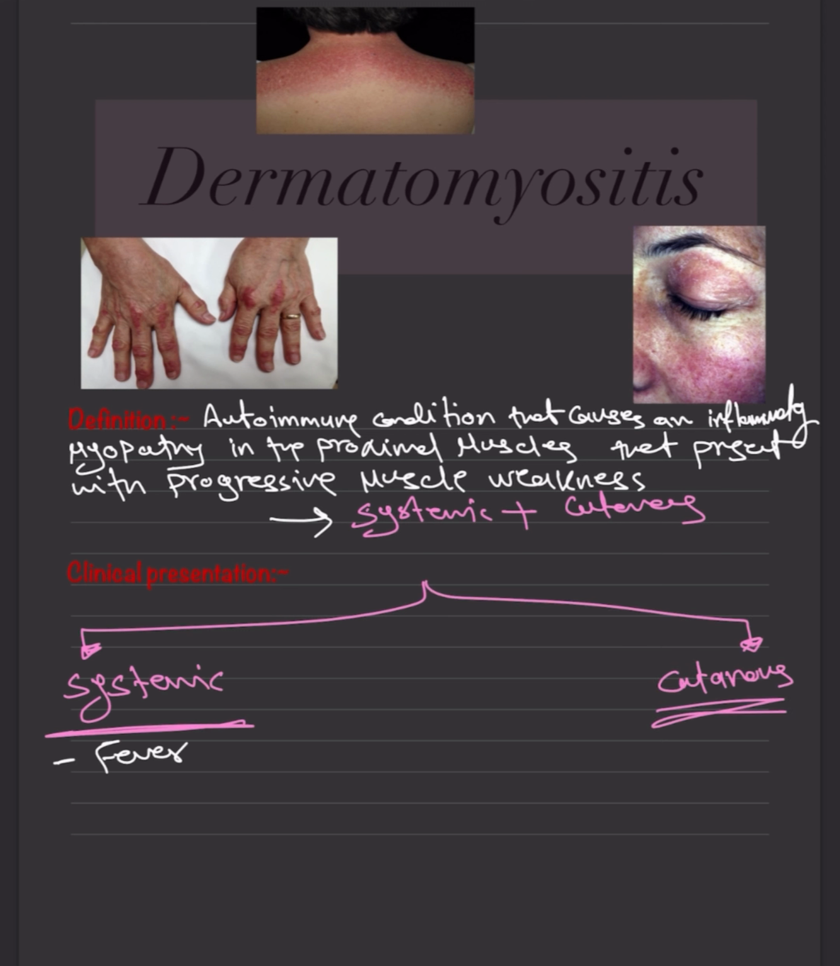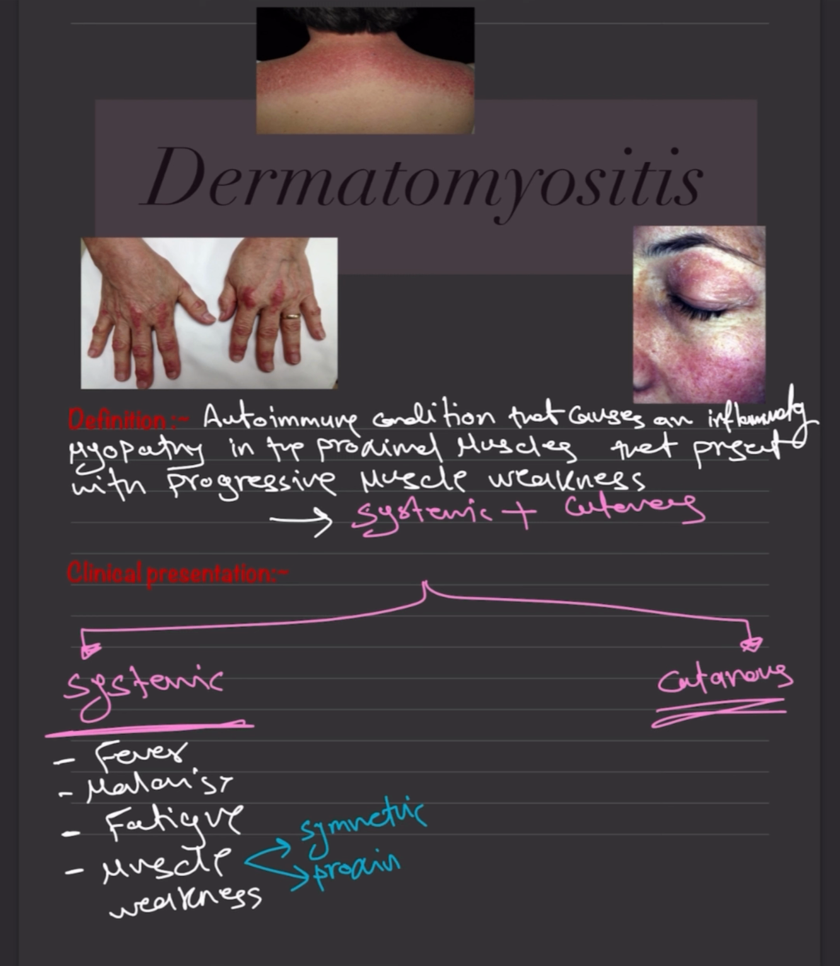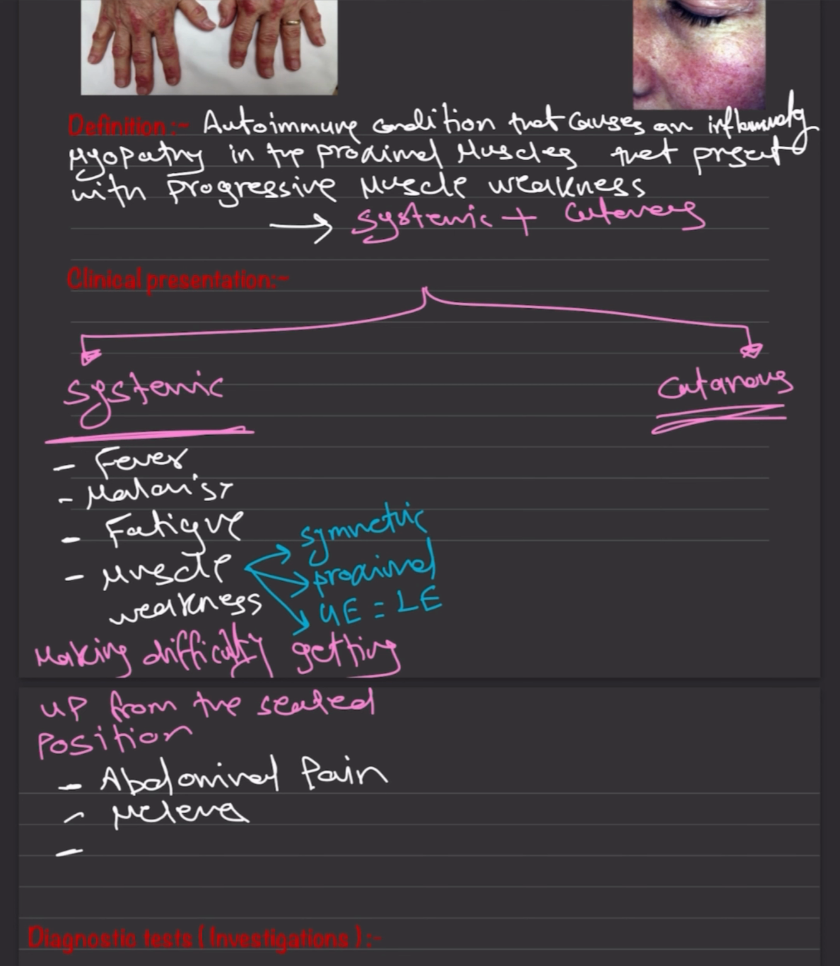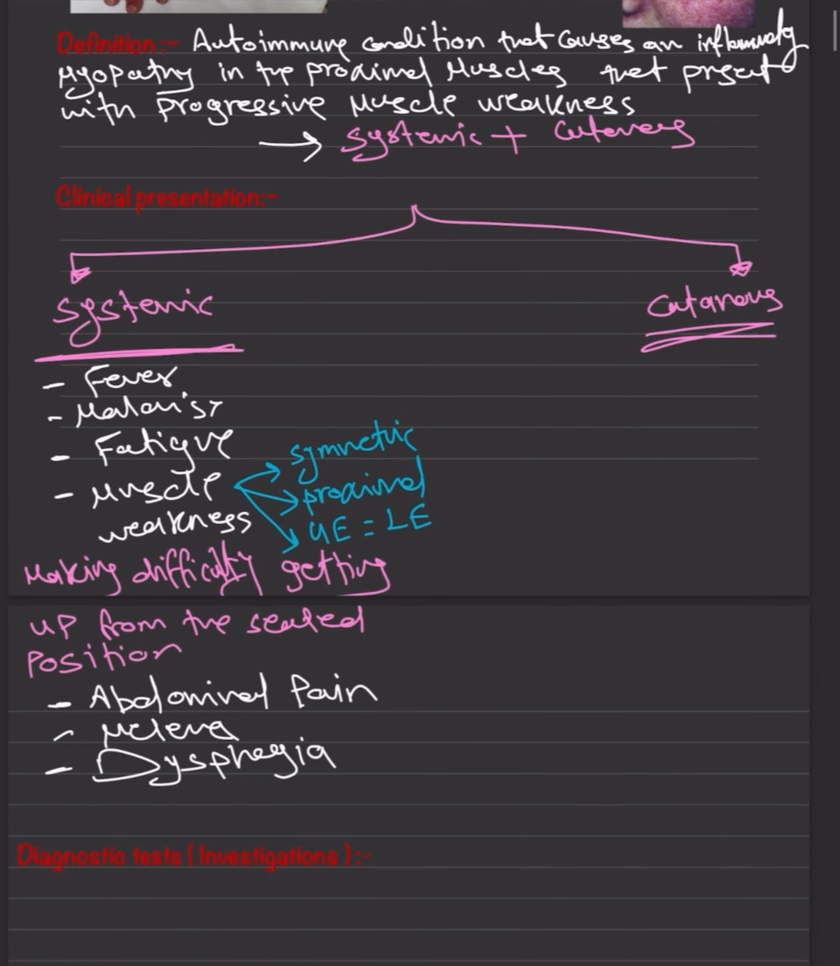The patient may come with a fever, malaise, fatigue, and the most important one, which is the muscle weakness that is slowly progressive, symmetrical, proximal in the upper and the lower extremities, making the patient suffer from difficulty getting up from a seated position. In addition to this, the patient can complain of abdominal pain and may develop dysphagia due to the involvement of the striated muscles of the upper pharynx.